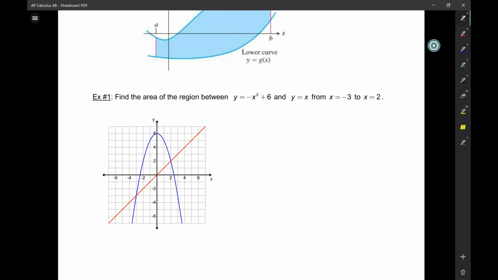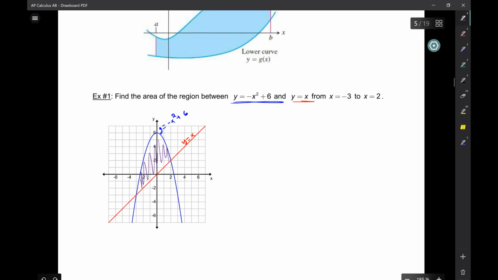Okay, so for our first one, we need to find the area of the region between y equals negative x squared plus 6, that's the blue one, sorry, and the line y equals x. So it's the area between these two, from x equals negative 3 to x equals 2.